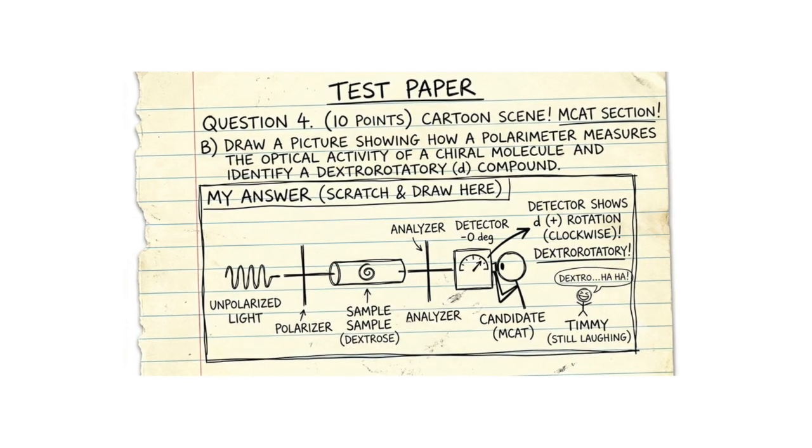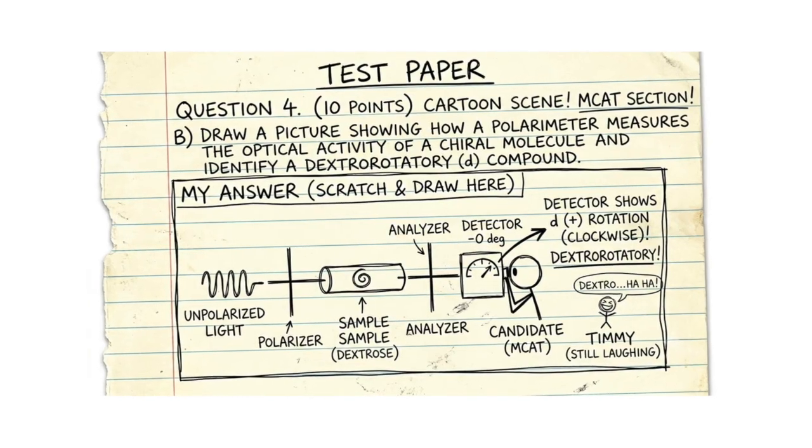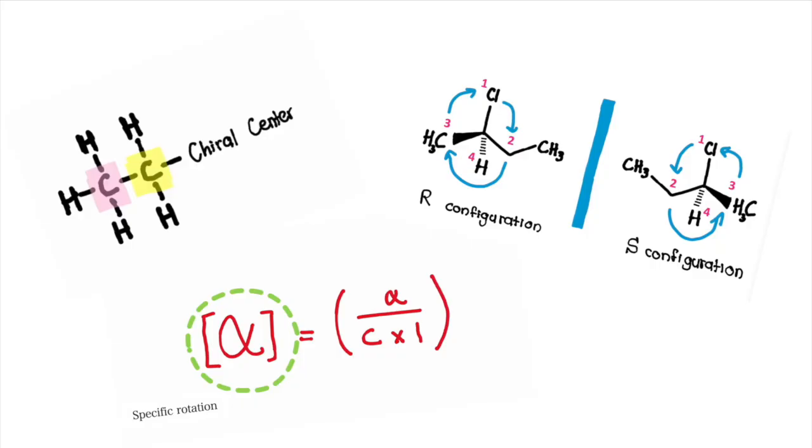Polarimetry is one of those MCAT topics that maybe looks easy until the question asks you to connect chirality, rotation, and specific rotation all in one step. In this video, we break down exactly how the polarimeter works so you can solve these questions quickly and confidently. So let's get right to it.